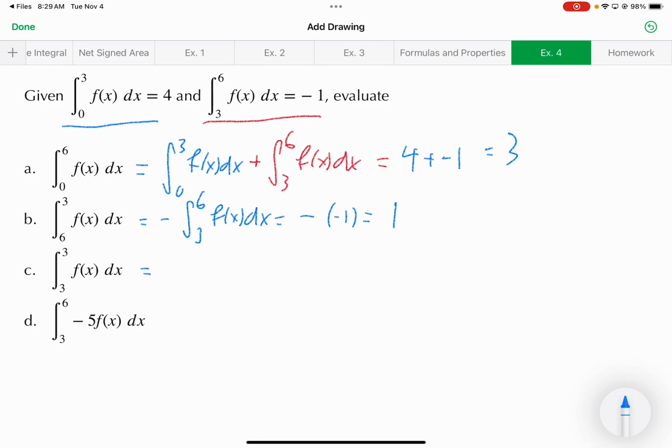All right, what about C? 0. All right, last but not least, D. Good. So -5 integral 3 to 6 f of x dx is equal to -5 times -1.